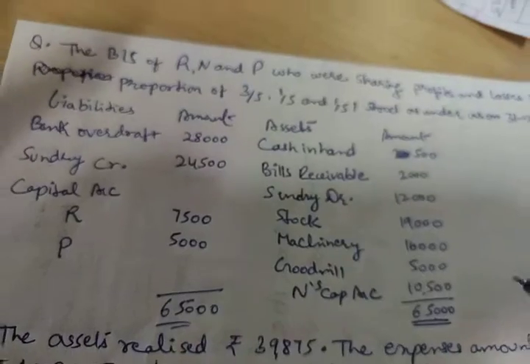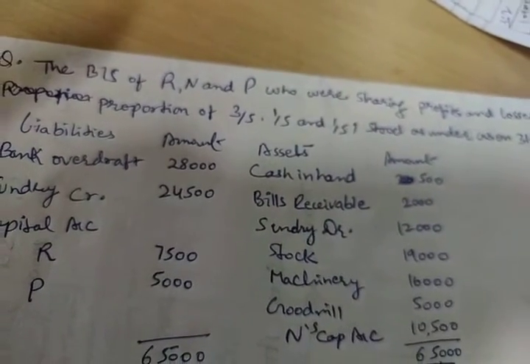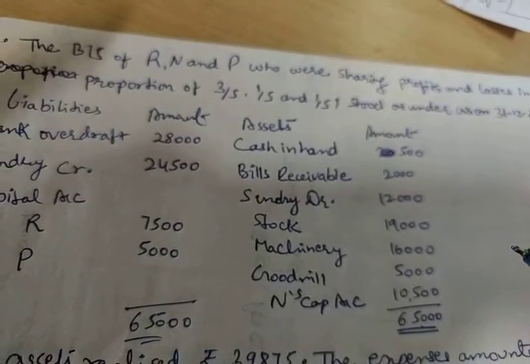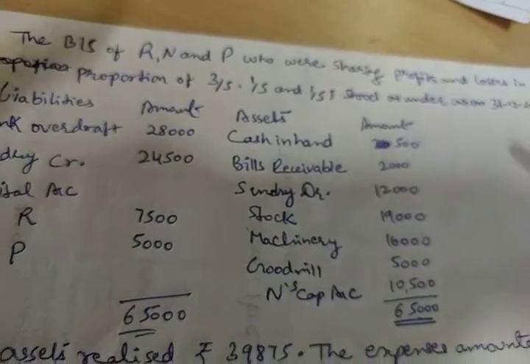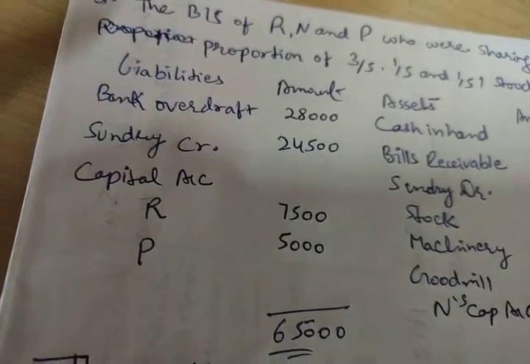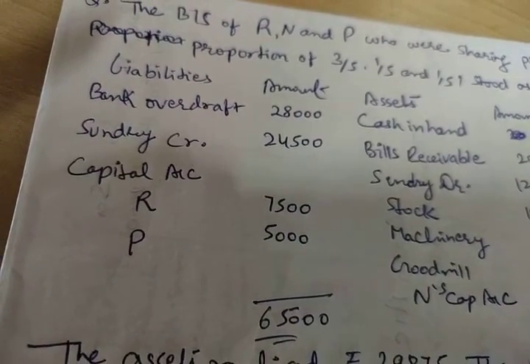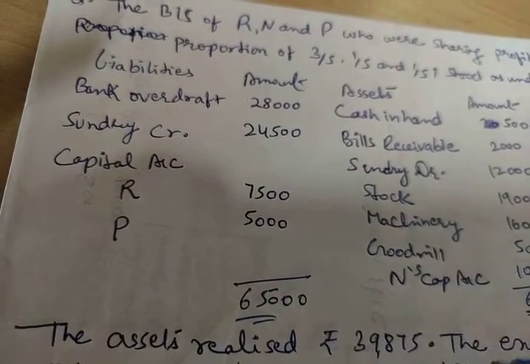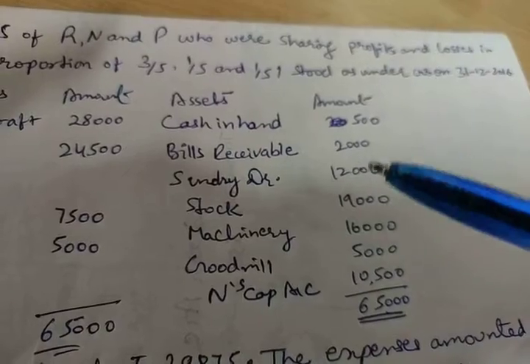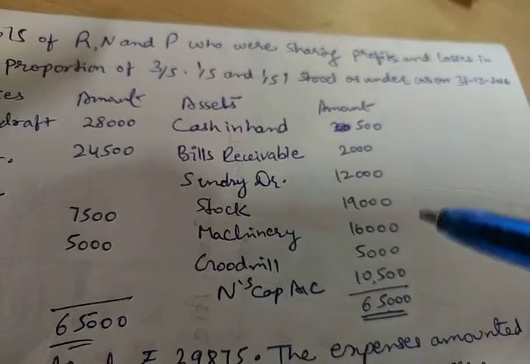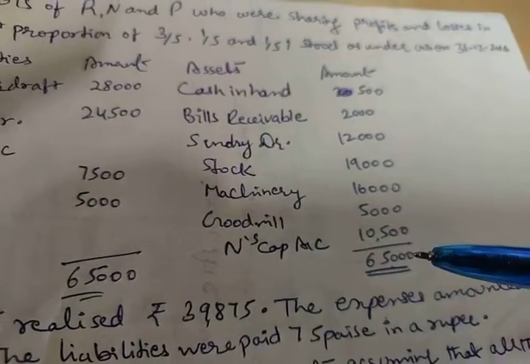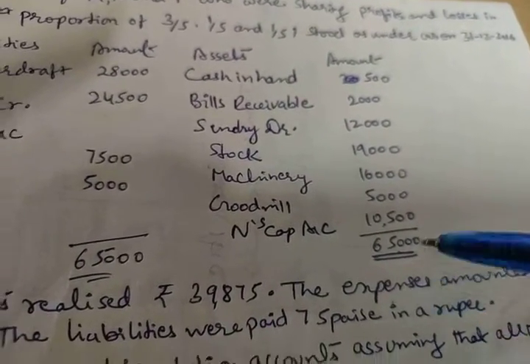There is a balance sheet given of the three partners, R and P, whose profit sharing ratio is 3/5, 1/5, 1/5, that is 3:1:1. In the liability side you have a bank overdraft 28,000, sundry creditors 24,000, capital of two partners, R and P, 7,500 and 5,000. And if we go quickly to the assets, we have cash in hand 500, bills receivable 2,000, debtors 12, stock 19, machinery 16, goodwill 5, and one partner's capital is 10,500, which is showing overdrawn.